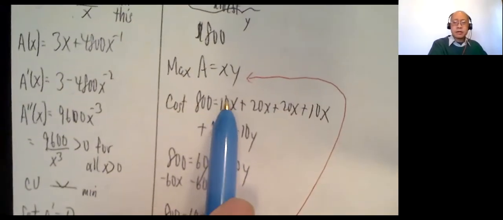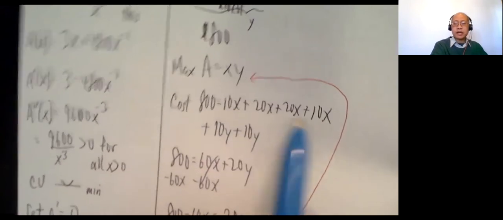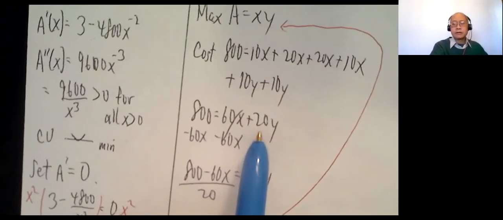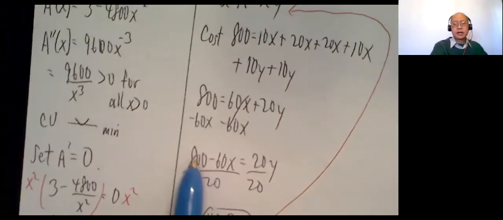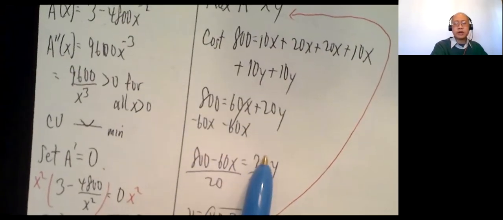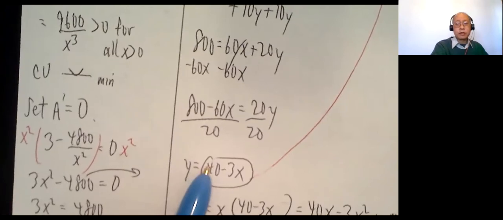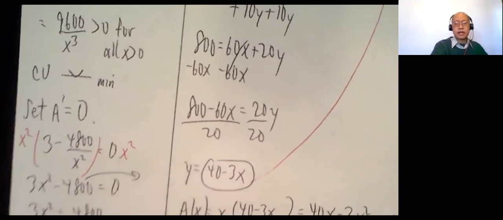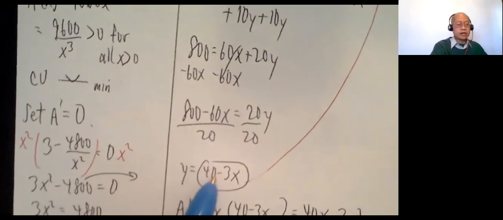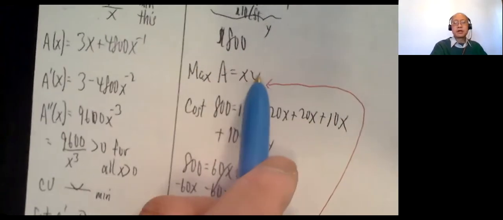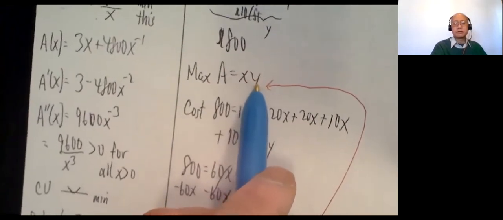Okay, so add them all up. 10X plus 20X plus 20X plus 10X is 60X plus 20Y. Solve for Y. Subtract 60X. 800 minus 60X equals 20Y. Divide both sides by 20. 800 divided by 20 is 40. Negative 60 divided by 20 is negative 3. So Y equals 40 minus 3X. Pick this up, plug it right back into here, and you have your equation.